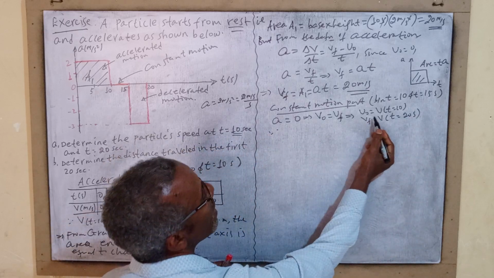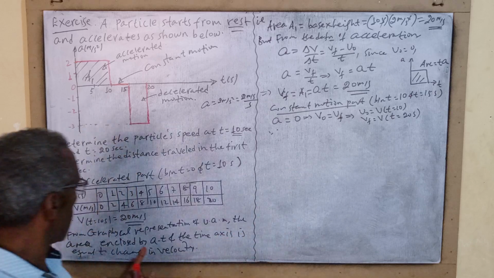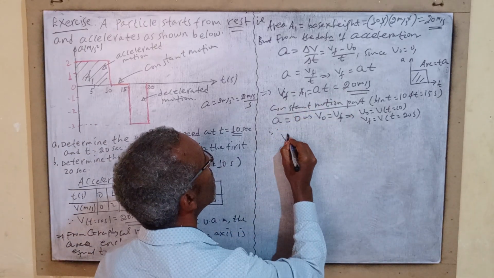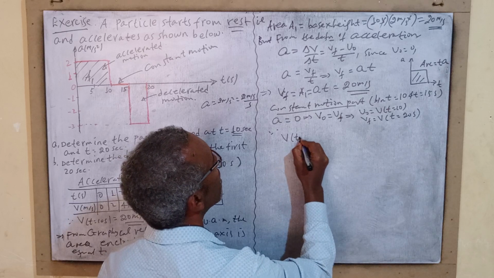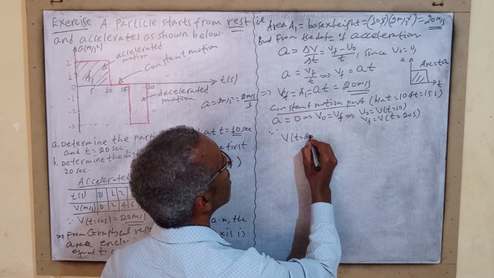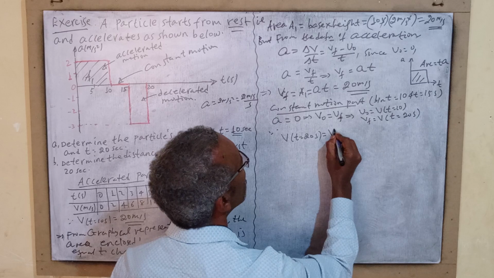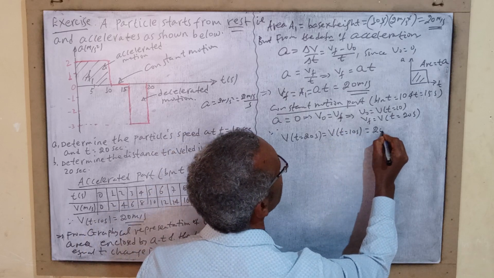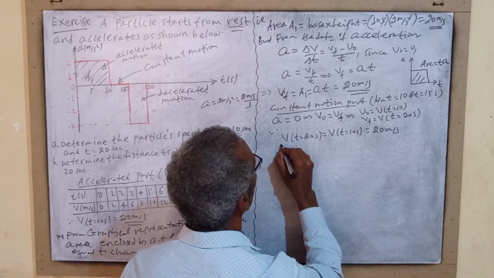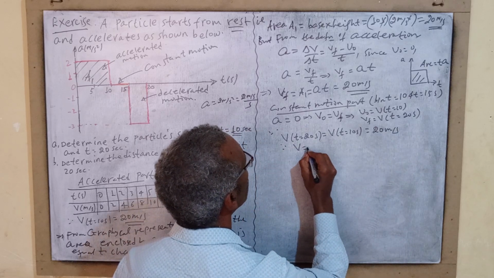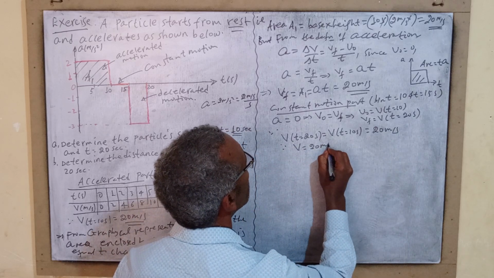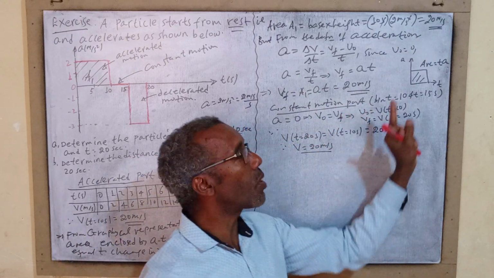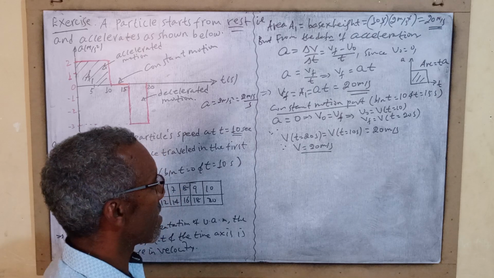Therefore, V at t equals 10 seconds is 20 meters per second. Therefore, V at t equals 20 seconds is equal to V at t equals 10 seconds, which is equal to 20 meters per second. Therefore, V is equal to 20 meters per second. This is constant between t equals 10 seconds and t equals 15 seconds.